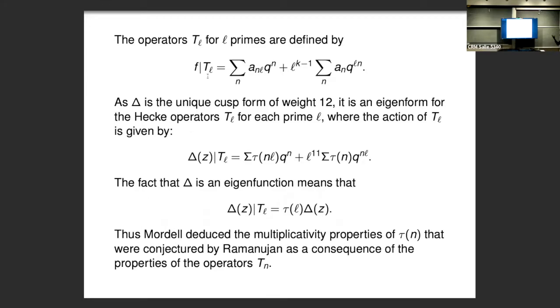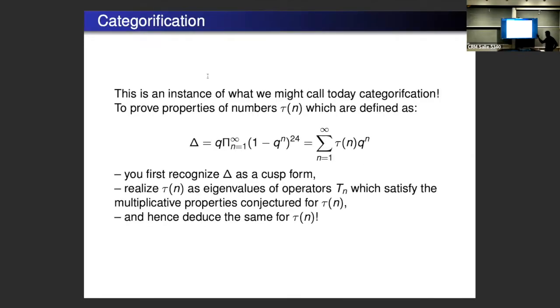So that's how Mordell proved these conjectures, by giving some meaning to the Fourier coefficients as eigenvalues of operators, right? And the operators satisfied those multiplicative properties which Ramanujan had conjectured for his tau function, right? So in some sense, if you want to use some anachronistic terminology, this is some idea of categorification, right? Instead of looking at numbers, you interpret them as eigenvalues and prove properties about these operators, and hence deduce properties of eigenvalues, right? So that was the strategy of Mordell's proof of these first two conjectures.